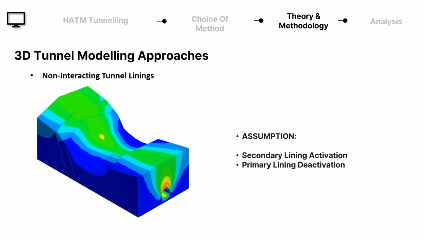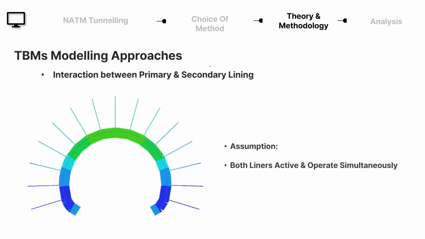Now coming to 3D tunnel modeling approaches in FEM. We'll have two types of approaches. One is when your tunnel linings are not interacting with each other. That means the assumption is that when the secondary lining is activated, the primary liner is deactivated. By secondary, I mean the permanent liner. So this is our first model, and in the second model, both of them are active and operate simultaneously. That is the interaction between the primary and the secondary lining.